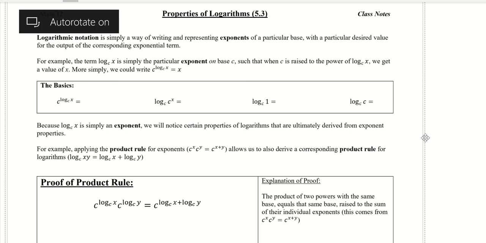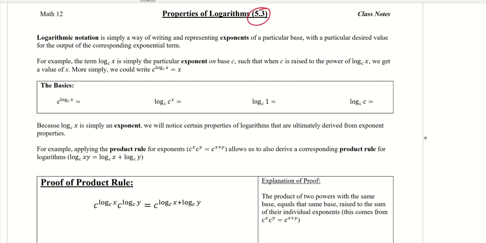All right, so this is the first lesson on properties of logarithms. For 5.3, properties of logarithms, we are going to go a little bit beyond logarithmic functions, and we're going to go a little bit more into what you could consider to be more pure algebra.